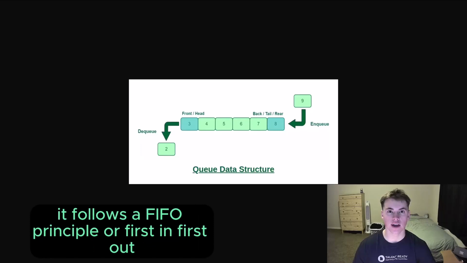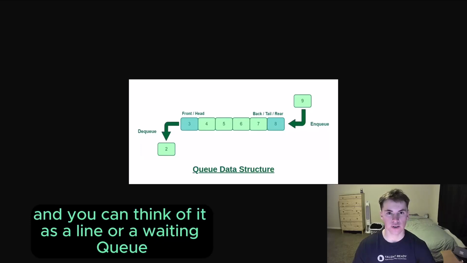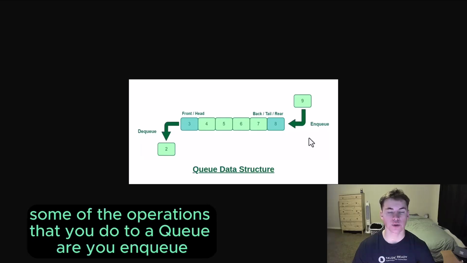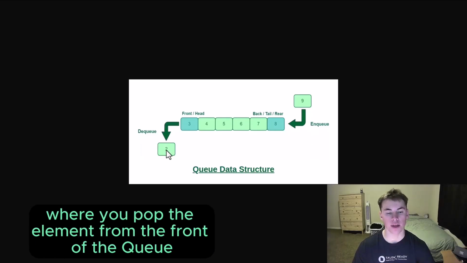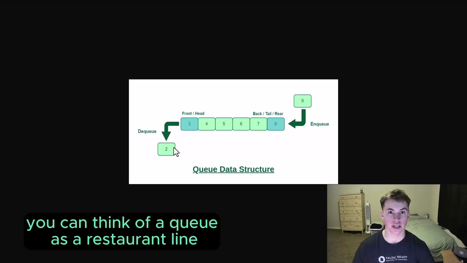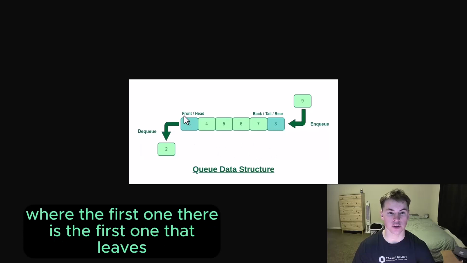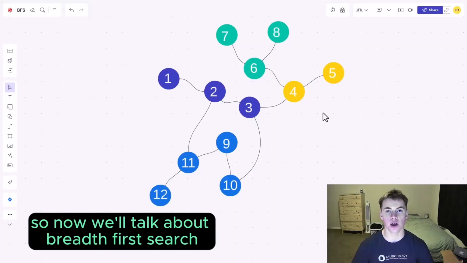It follows a FIFO principle, or first in, first out, and you can think of it as a line or a waiting queue. Some of the operations that you do to a queue are you enqueue, where you add an element to the end of a queue, or you dequeue, where you pop the element from the front of the queue. You can think of a queue as a restaurant line, where the first one there is the first one that leaves. So now I'll talk about breadth first search.